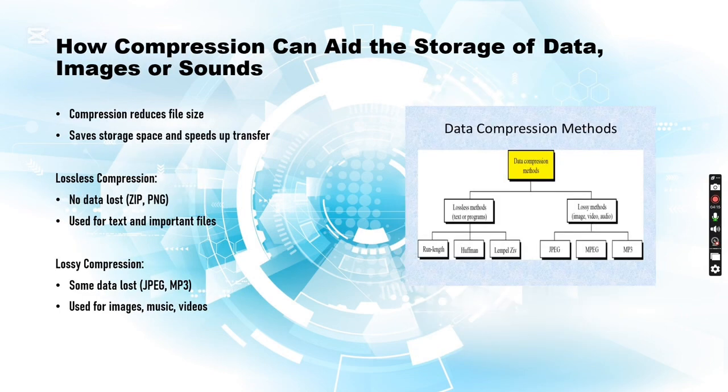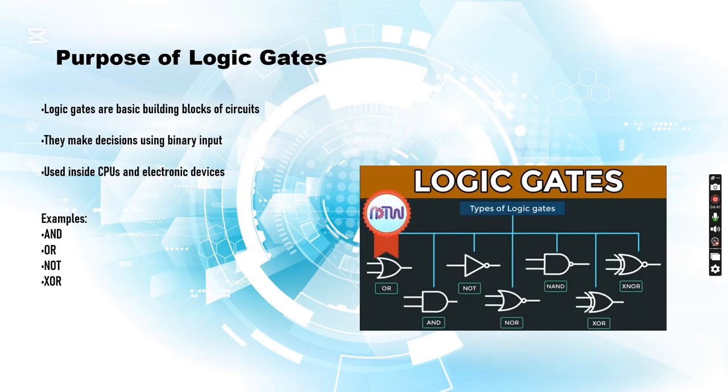How compression can aid the storage of data, images or sounds. Compression reduces file size, saves storage space and speeds up transfer. Lossless compression, no data lost, ZIP or PNG. Used for text and important files. Lossy compression, some data lost, JPEG or MP3. Used for music, images and videos.